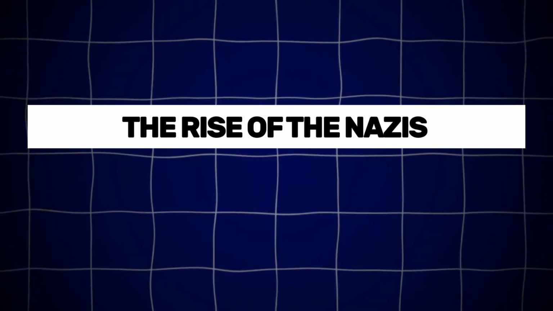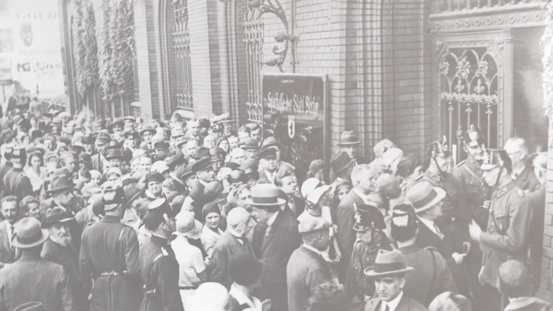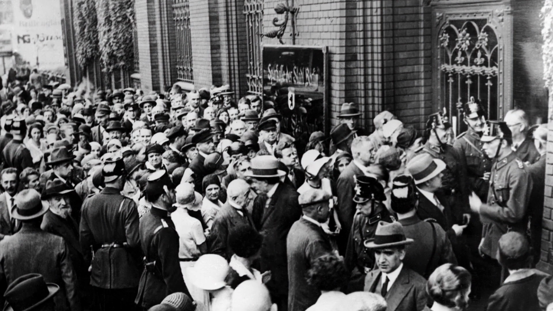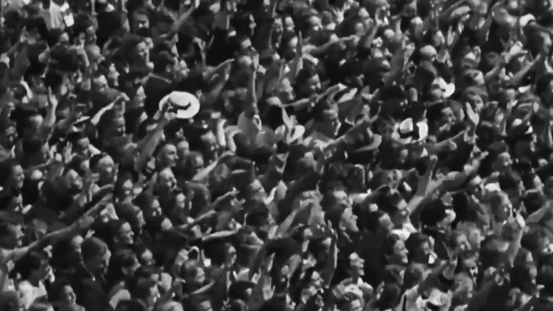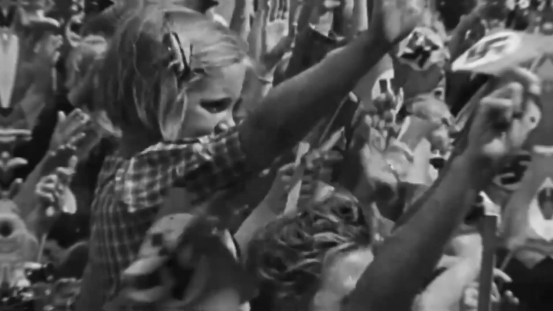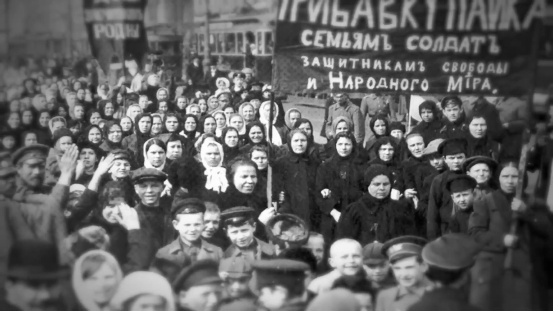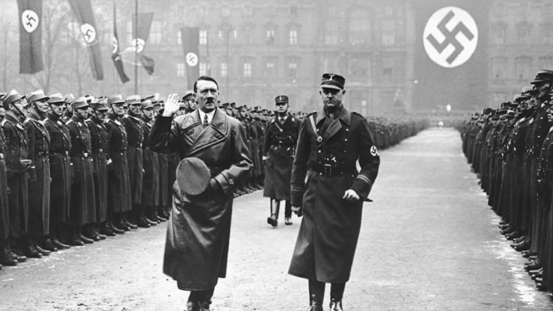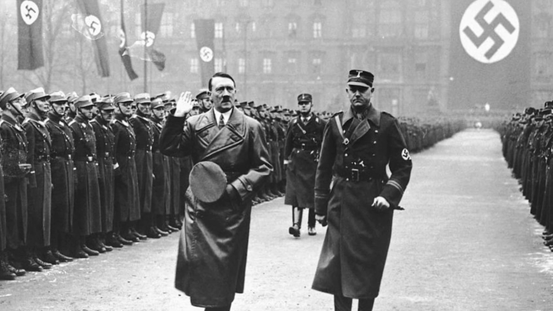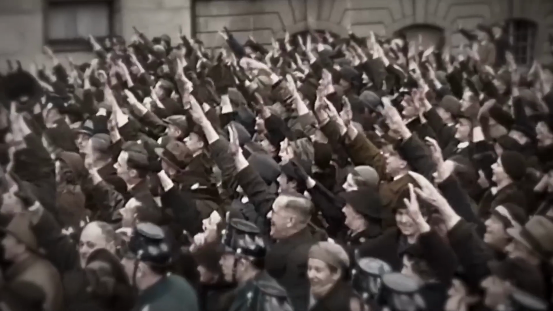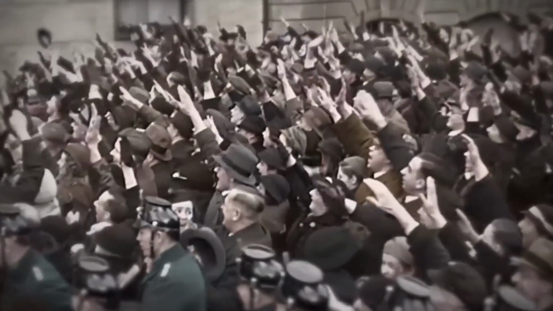The rise of the Nazis and World War II. In the 1930s, the Weimar Republic faced even more challenges. Economic problems, including hyperinflation and the Great Depression, led many Germans to lose faith in democracy. This created an opportunity for Adolf Hitler and the Nazi Party to rise to power. In 1933, Hitler became Chancellor of Germany and quickly turned the country into a totalitarian state.